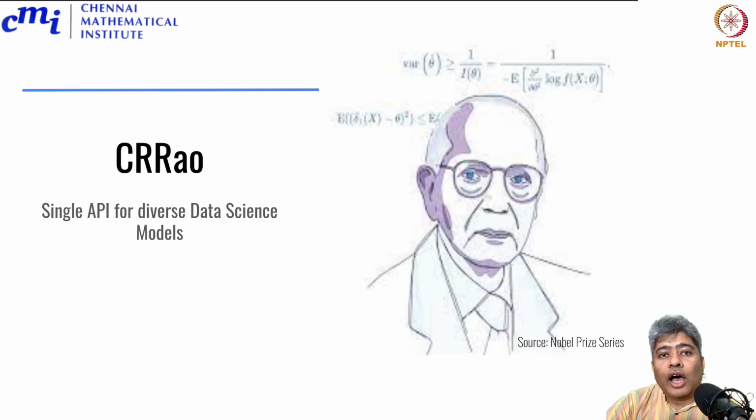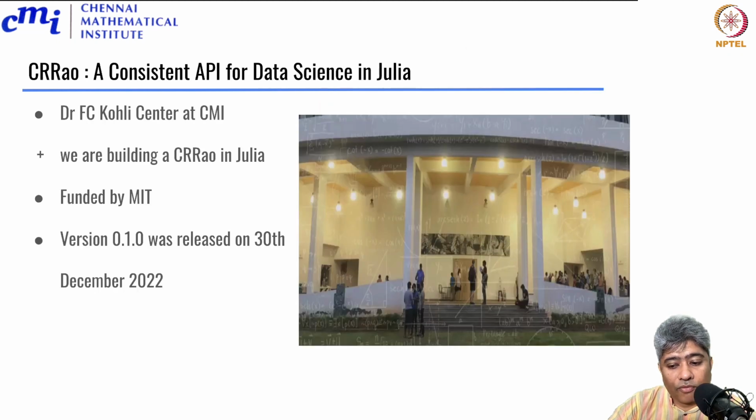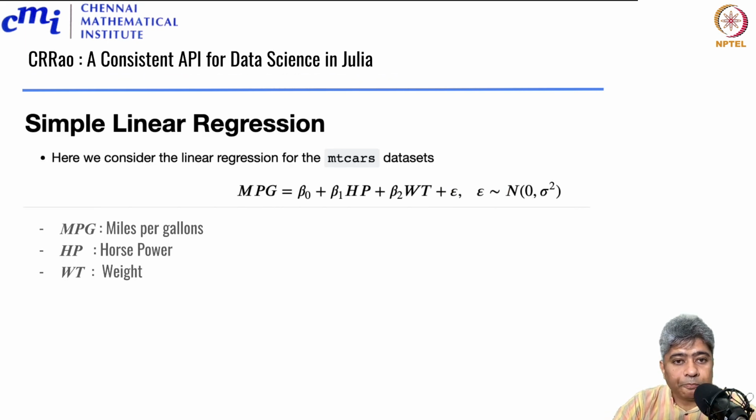So now I will speak about the CRRao package that we are developing at CMI. We are developing this single API for diverse statistical models at the Dr. F.C. Kohli Center at CMI. We are building a package called CRRao in Julia. It was funded by MIT, and version 0.1.0 was released last December.